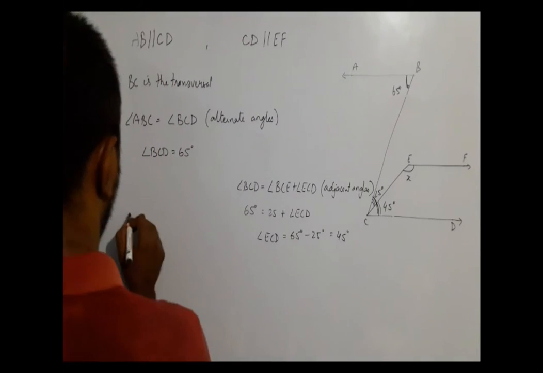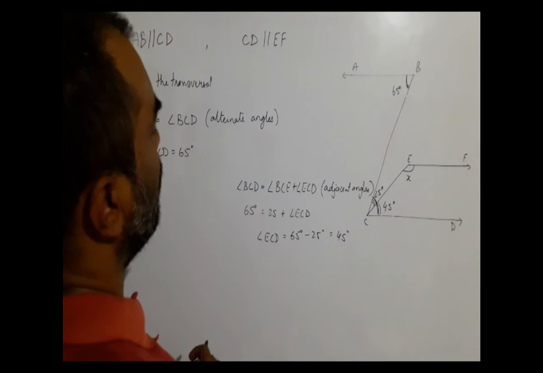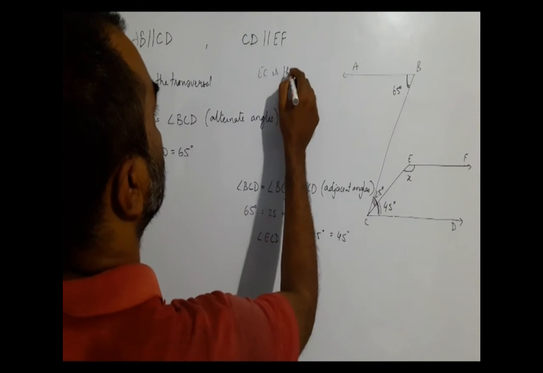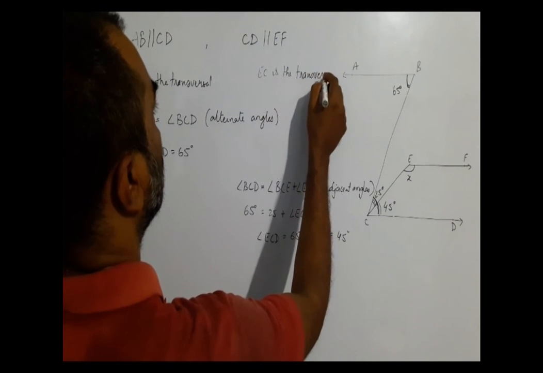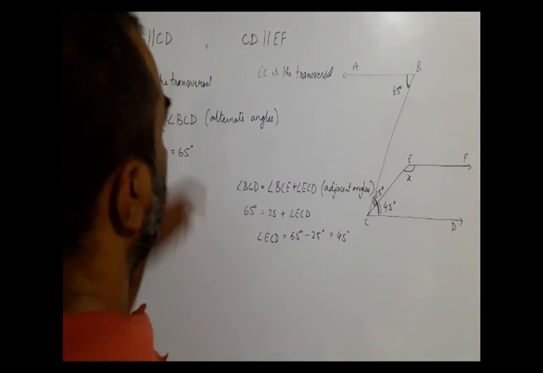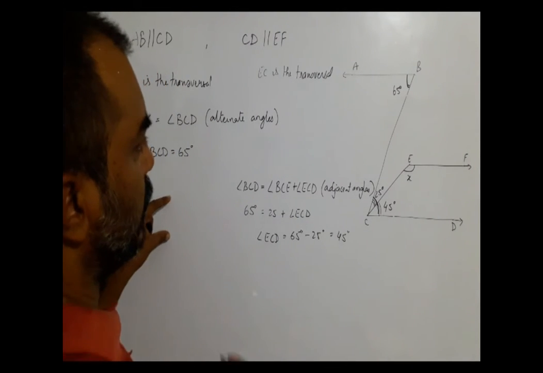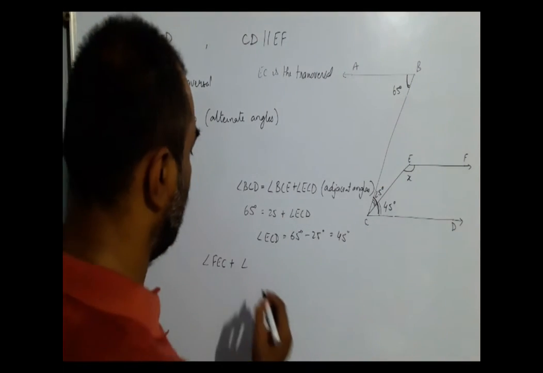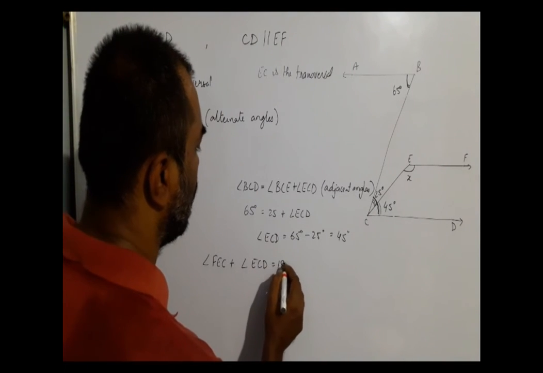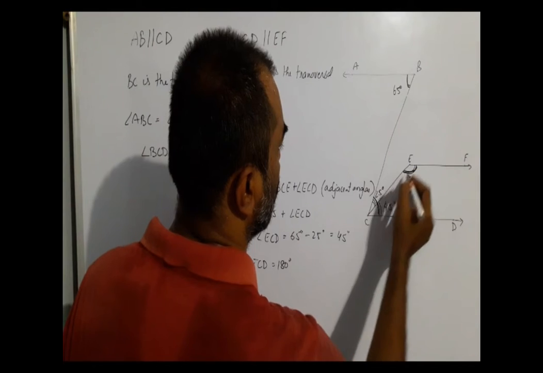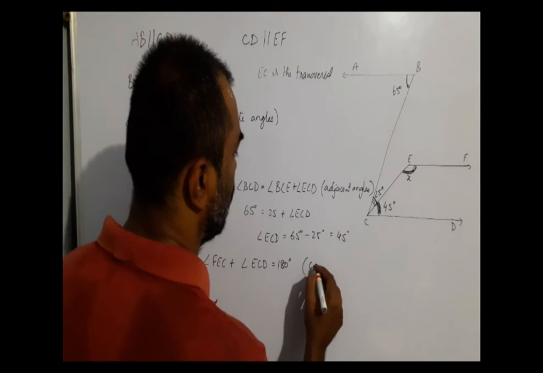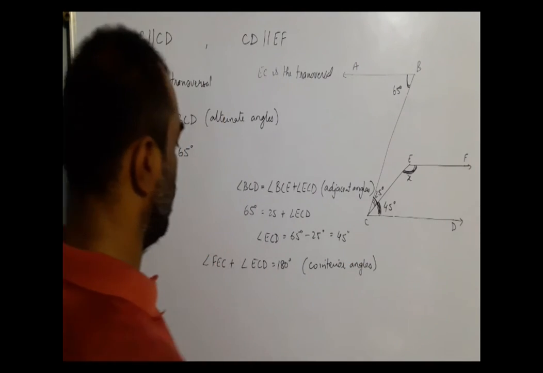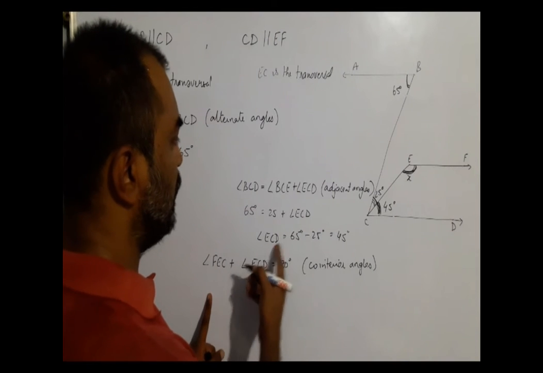Now the connection. Again, CD is parallel to EF and EC is the transversal. So this time we have taken EC to be the transversal. Okay. Now just write this below. There is no place for writing it here. Now angle FEC plus angle ECD equal to 180 degrees. This angle plus this angle equal to 180 degrees. The reason, again, co-interior angles.